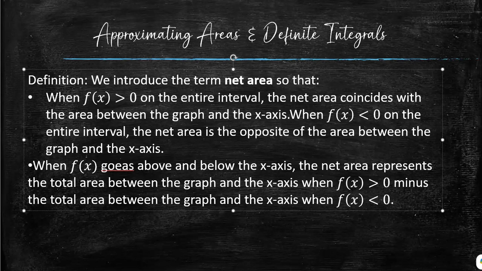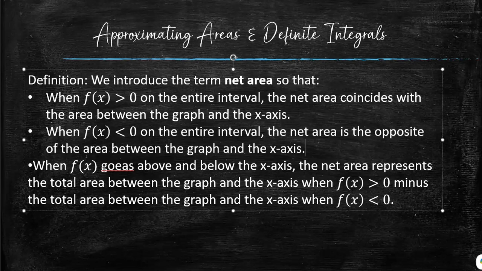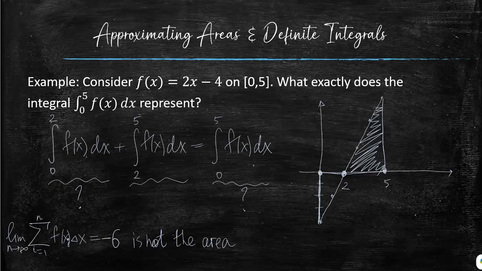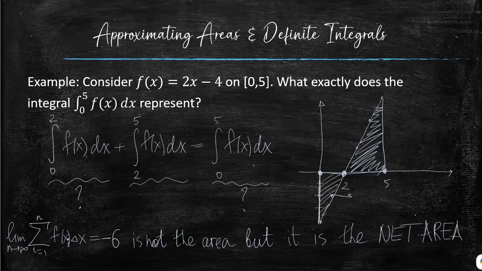When f of x is negative, the net area is actually the opposite of the area between the graph of the function and the x-axis. So again, according to this definition, what we see is not the area, but it is the net area, and net area is the opposite of this area. So this is geometric area that we see, but the net area is the opposite of it, so it's -6.